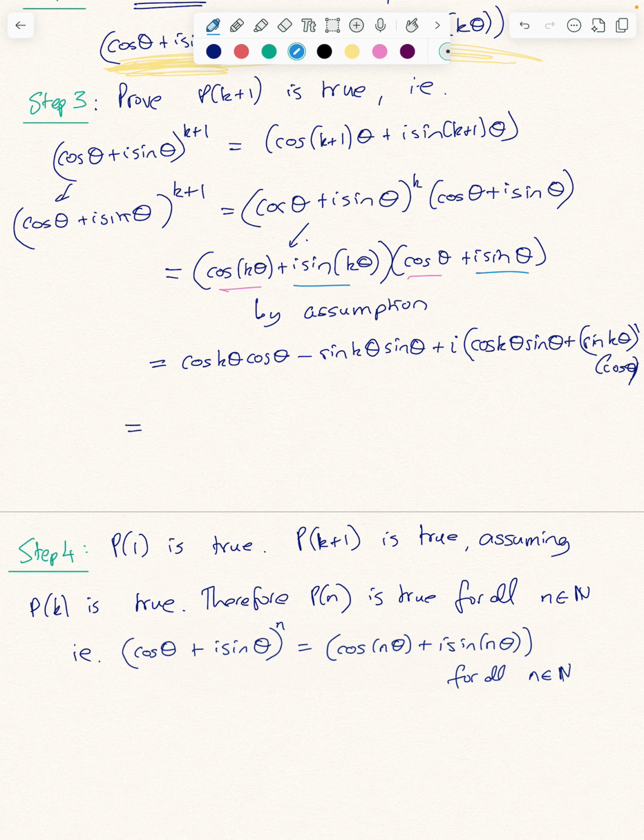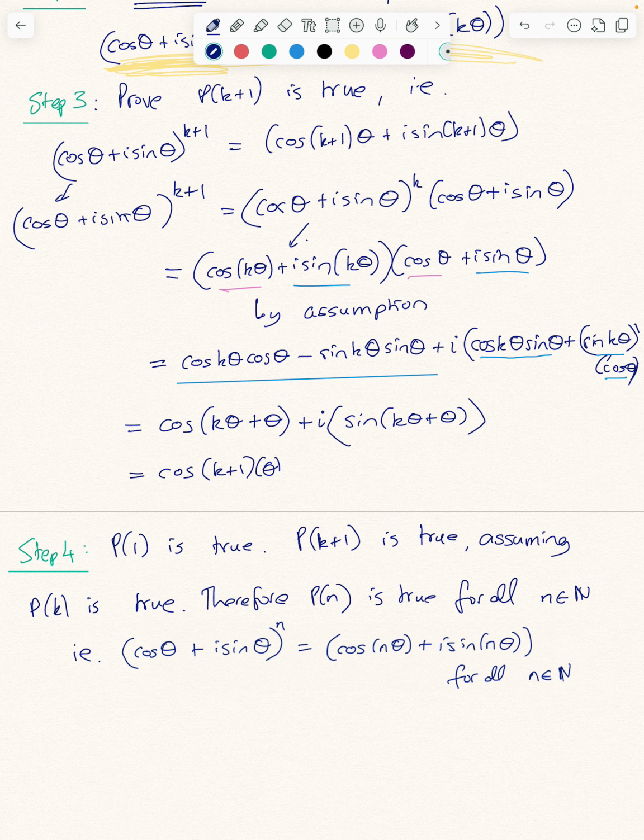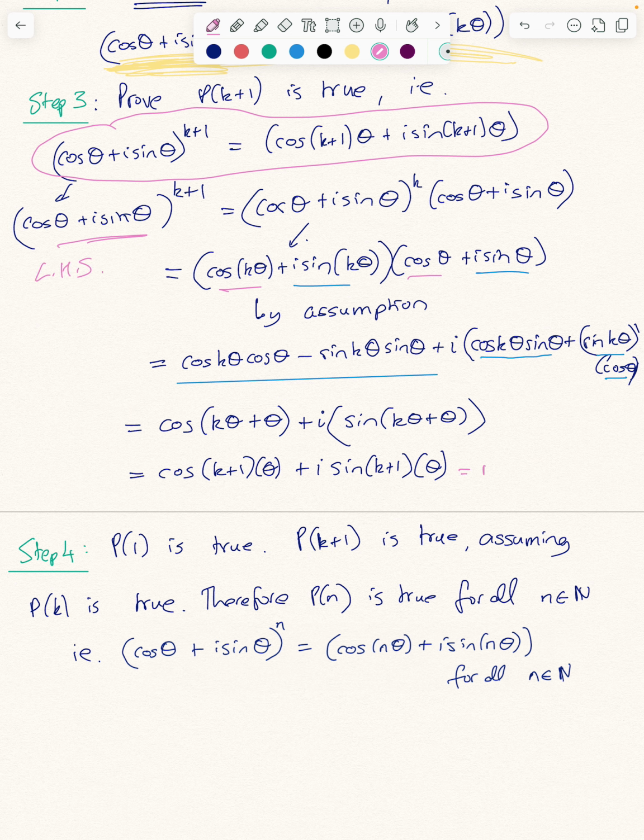So this first term here, cos A cos B minus sin A sin B, that is cos(A+B). So that's cos(k theta + theta), and then plus i times cos A sin B plus sin A cos B, which is sin(A+B). So this would be sin(k theta + theta). And then on the inside there, I can factor out a theta to get cos((k+1) theta) + i sin((k+1) theta), which is what I wanted to prove. So up here above, in pink, I stated what I wanted to prove. I started on the left-hand side and I ended up with the right-hand side. So hence, Pk+1 is true, assuming Pk is true.